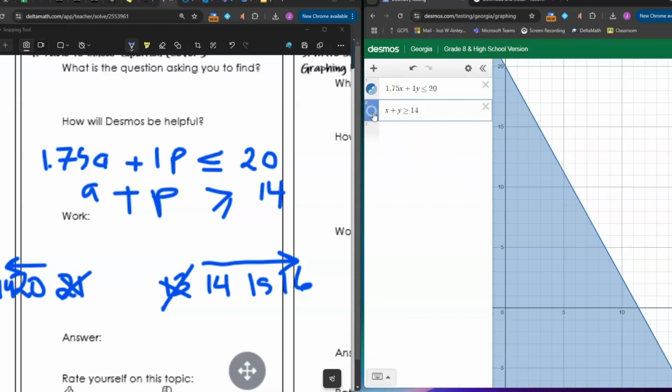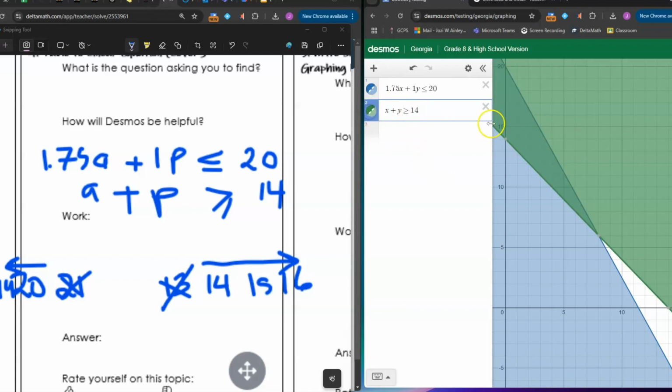All right, how do I know where my solutions are? It's where the colors intersect. So where does blue overlap with green? Right here. So anything in here, okay, and on this line, even on this line, why? Because they're solid. Stay away from what? Dotted lines. So these are my solutions.